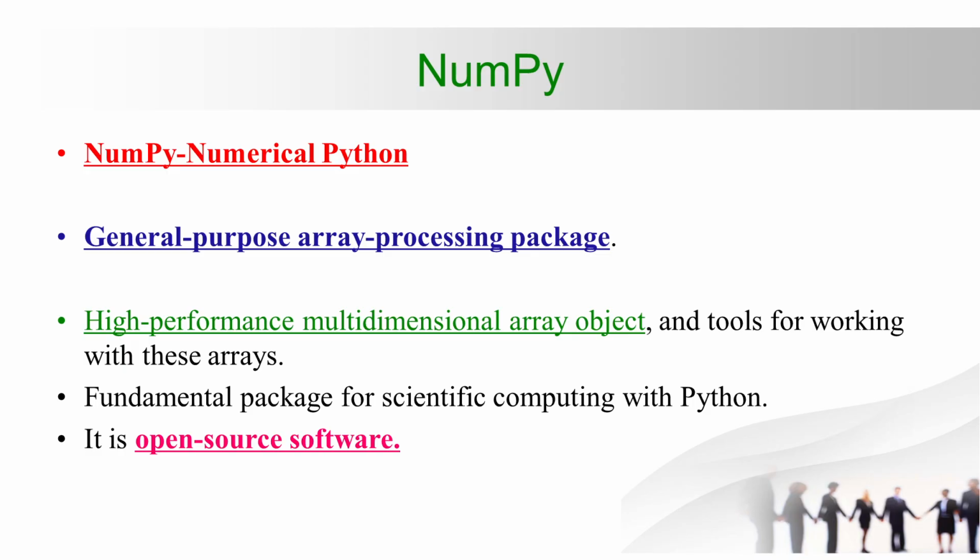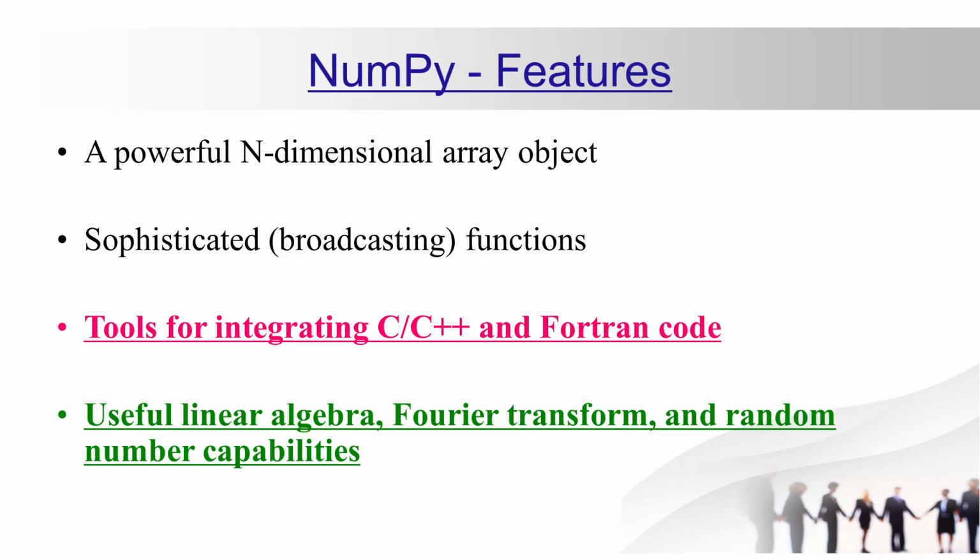This package was invented in 2005 by Travis Oliphant, and it has inbuilt domains for linear algebra, Fourier transform, and matrices. Moving on to the Numpy features, it is a powerful n-dimensional array object with sophisticated functions. It has tools for integrating C, C++, and Fortran code, with a base of linear algebra, Fourier transform, and random number capabilities.